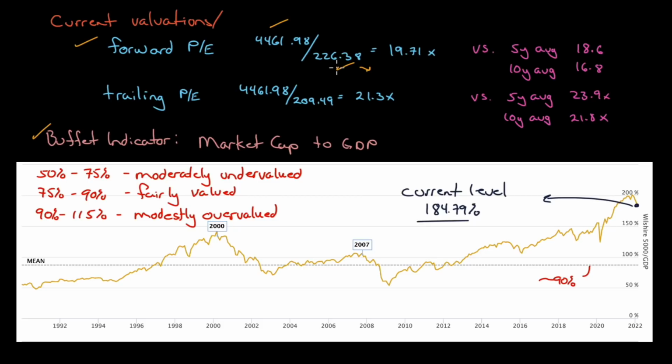Anyways, if we just accept this number, we get to 19.71 times forward PE. 5-year average is 18.6. The 10-year average is 16.8. So over the 10-year average, we are overvalued. Versus the 5-year average, we are slightly overvalued.